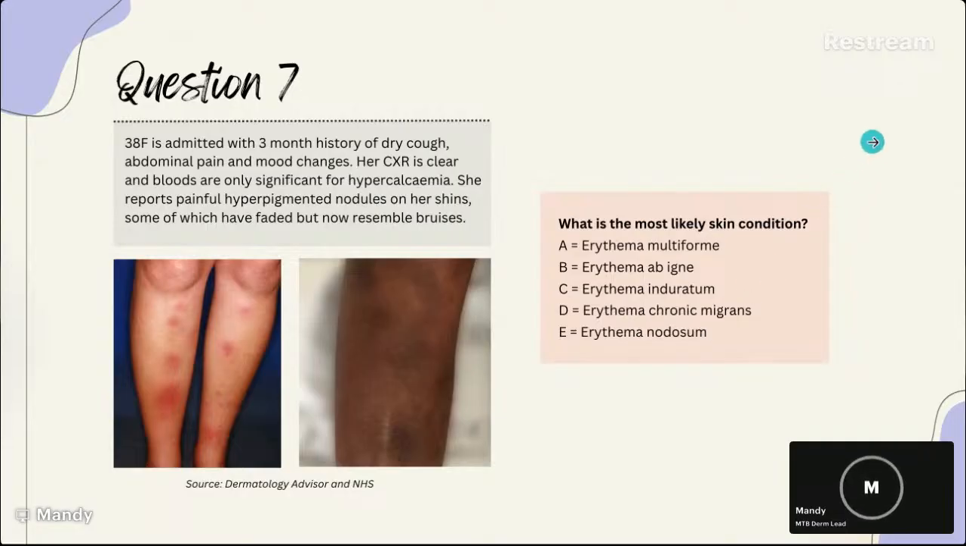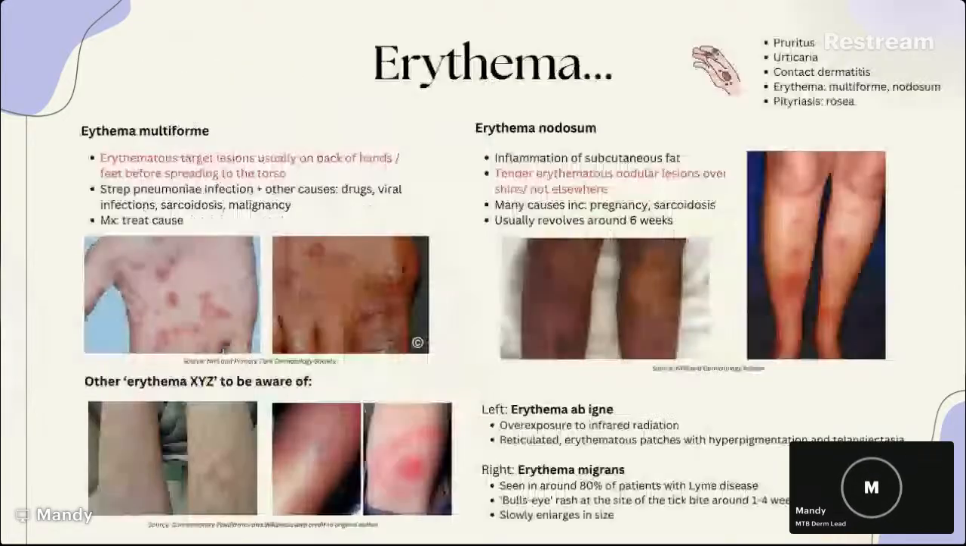The answer for this question is E, erythema nodosum. Most of the time when we say erythema, we say redness, of course. But there are different kinds of erythema that we will talk about within dermatology. There's erythema multiforme, and this is what we saw in the first question with that lady where we would give IV antibiotics for her CAP.